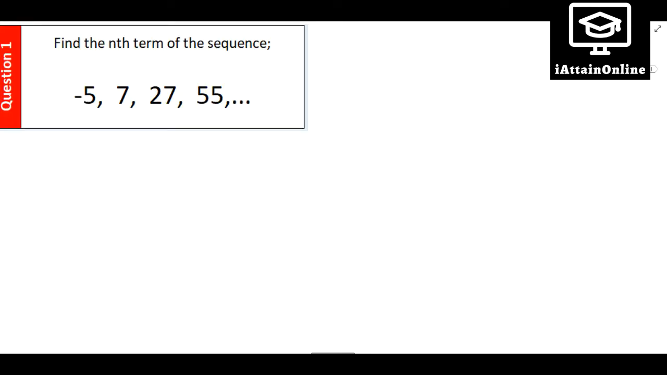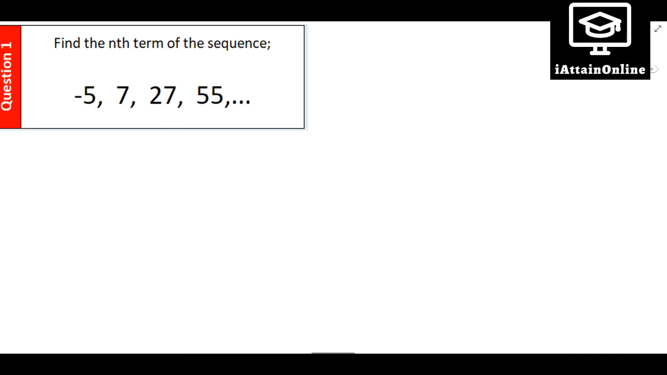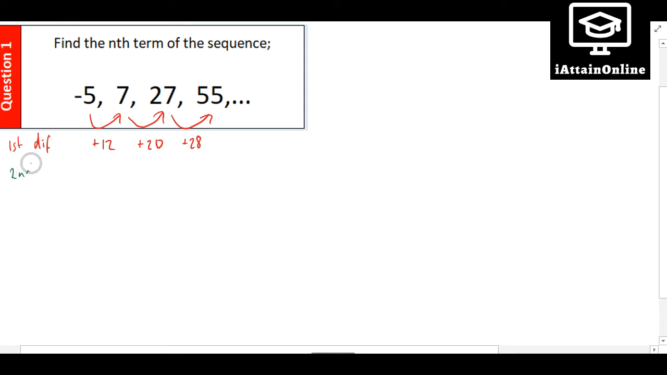So, this question here is the same as this sequence B here. So the first thing I want you to do with a sequence, as you were doing before, is you're just going to find the first difference. So this time we're just adding 12, that's add 20, and then that's add 28. That's my first difference. Then as before, because the first difference isn't the same, we're now going to find the second difference, which is the difference between the differences. So that was plus 8. And that was plus 8.